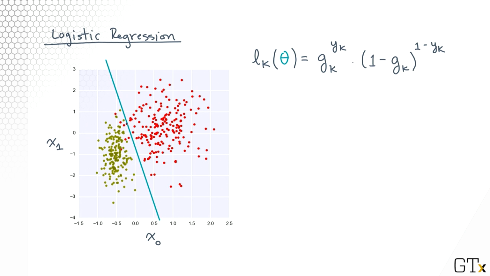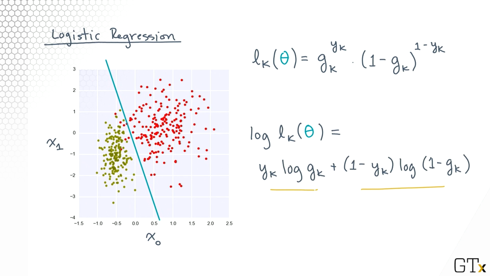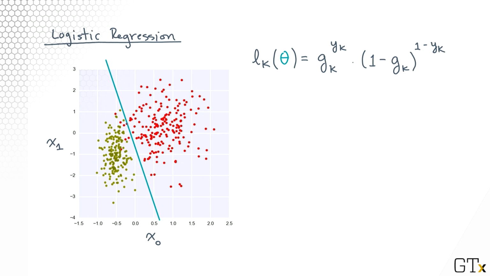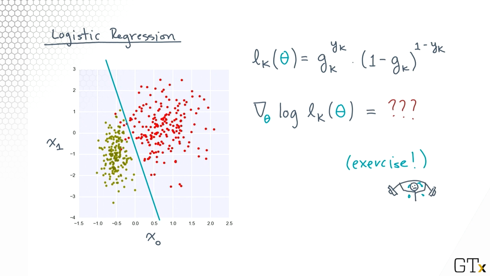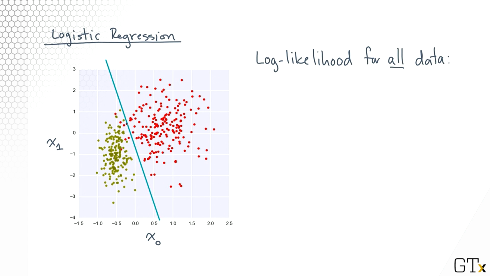Now this form is especially convenient to the task at hand. So why is that? Well, taking logs of this function is easy. It's just yk times log gk plus 1 minus yk times log 1 minus gk. Okay, now here's a second reason for this form. To find the maximum, you eventually need to compute the gradient of the log likelihood. So as an exercise, you should try to calculate it on your own. Let's close with one final observation.